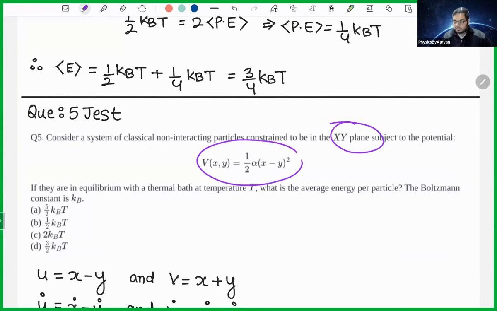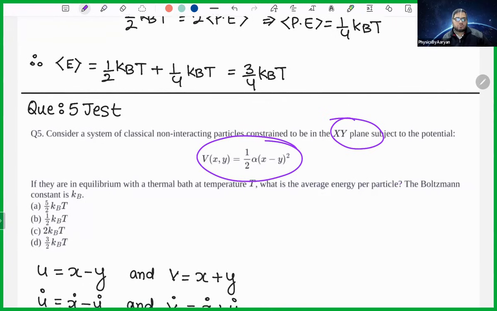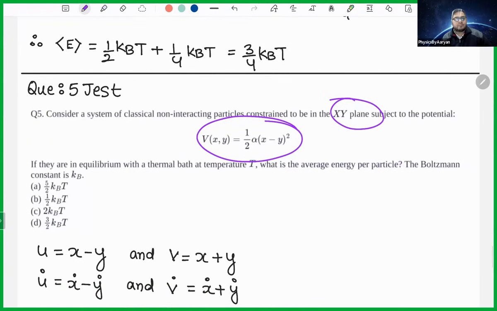And the potential is given. It means you are moving in 2 dimensions, so you have kinetic energy, but also you have some potential energy. So what is the average energy? Many people will say it is a very simple question. You will say it is 2 dimensions, right? So average kinetic energy is given by f by 2 kBT, where f is 2. So average kinetic energy is kBT.